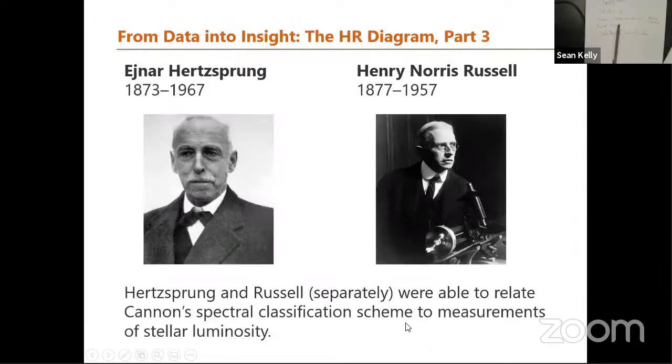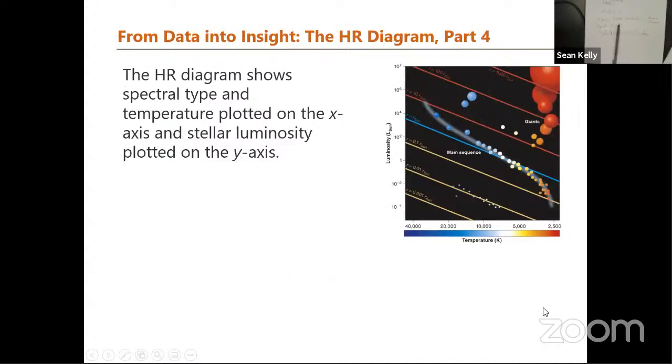Here we go. Hertzsprung and Russell took all of the work that was done by Annie Jump Cannon and the Harvard computers. That was what they were called, the team of women that computed the spectra of stars and organized them. And they put this information onto a single chart. This is what you see. This is called an HR diagram.